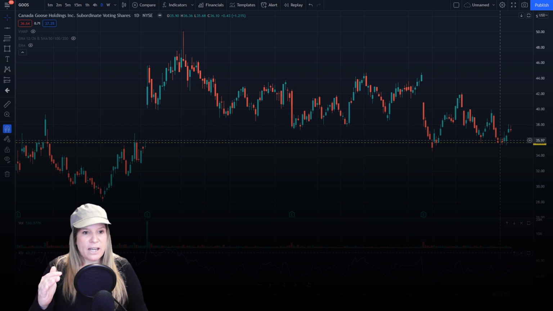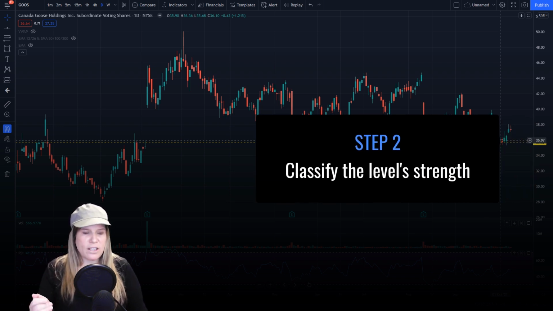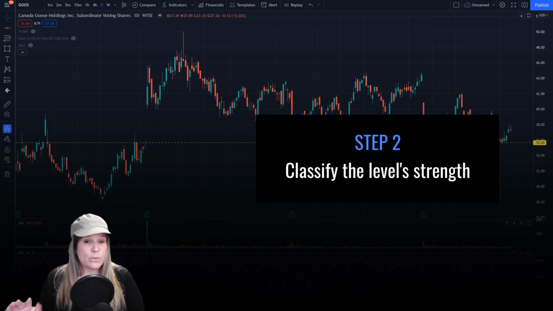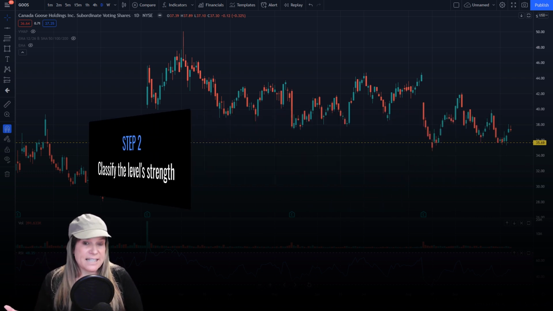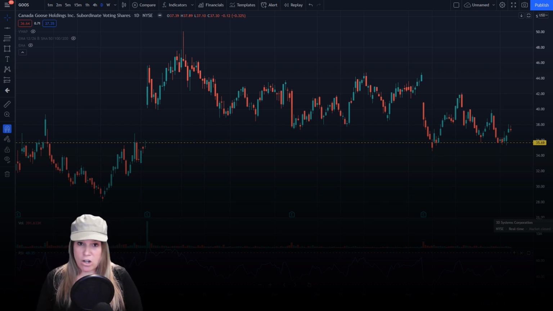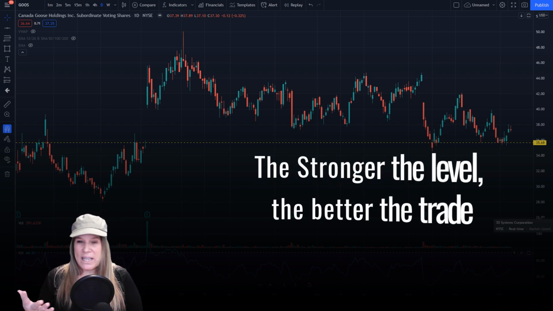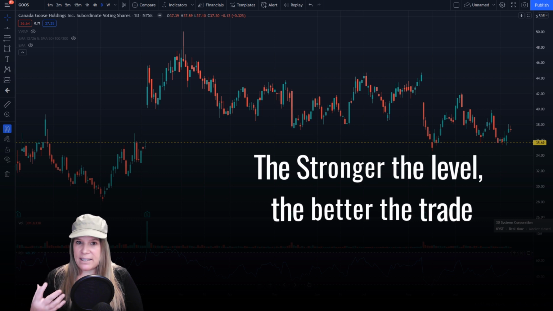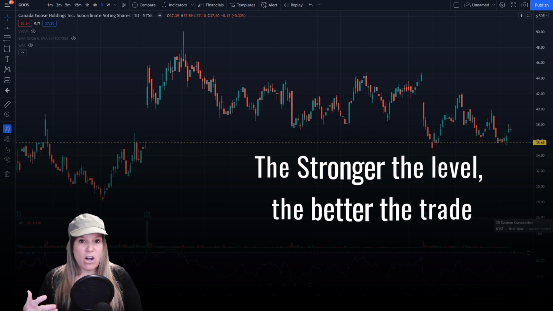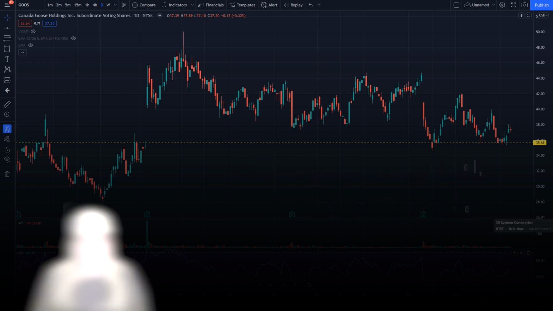But what we want to do right now is try and classify this level. How strong is this level? So we're going to run through a series of questions, and we're going to ask that about this level that we've found, and then we're going to basically grade our level in terms of how strong it is. Now, the reason we want to know how strong our level is, is because weak levels will just basically be fake outs and lead us in wrong directions with our trading. So the stronger the level, the more that we can be confident in the direction of our trade.